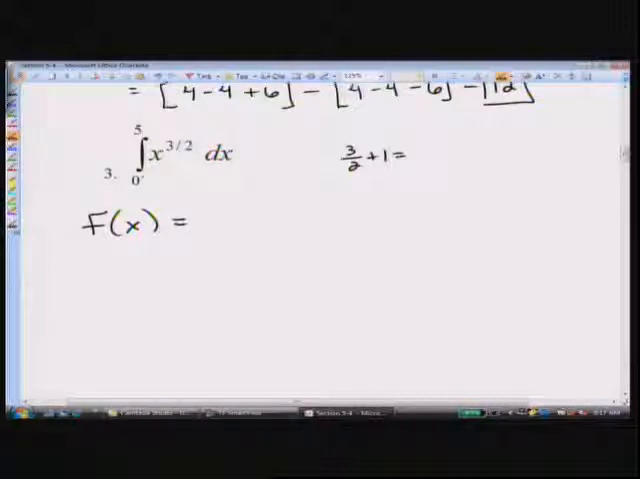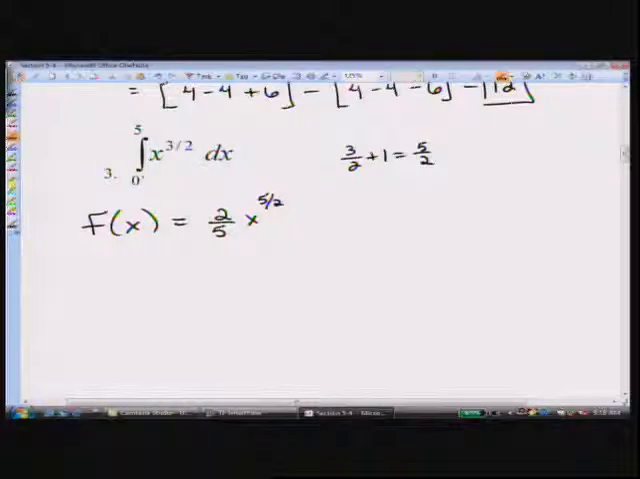No, no. 2/5 x to the 5 halves. Okay, so you add 1 to the exponent, which is going to be 5 halves, and you put it over it. So that reciprocates 5 halves, which makes it 2/5. So this is 2/5 x to the 5 halves.